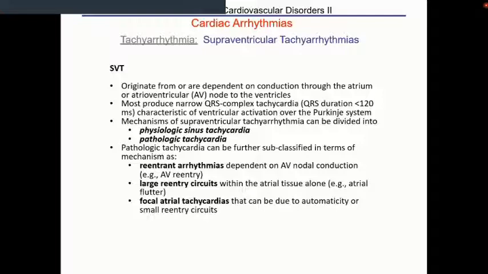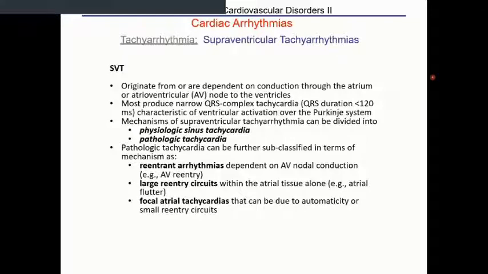So your SVT can be divided into two types. It can be physiologic or pathologic. Physiologic sinus tachycardia is normal, while pathologic tachycardia can be indicative of heart disease. Pathologic tachycardia can be further subclassified in terms of mechanisms such as reentrant arrhythmias, which are dependent on AV nodal conduction, for example your AV reentry. You could also have large reentry circuits within the atrial tissue alone, like your atrial flutter. And of course, you have your focal atrial tachycardias that can be due to automaticity or small reentry circuits.